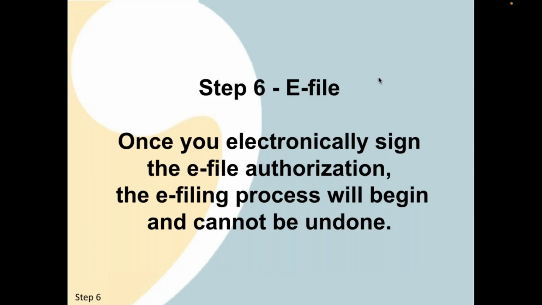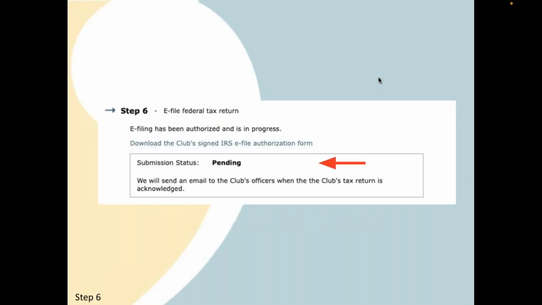And let me reiterate this. Once you electronically sign the e-file authorization, the filing process will begin and can't be undone. When you have e-signed the authorization, your club's e-file status will be pending until it's accepted by the IRS. You can check to see the status of your e-filed submission here.